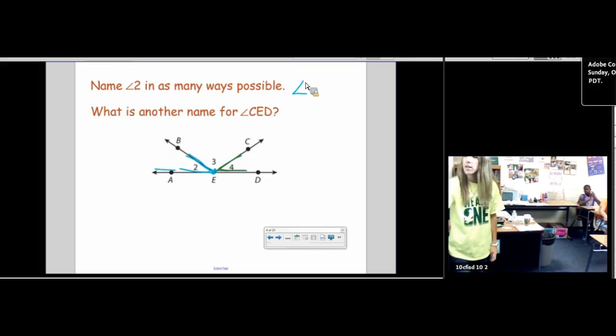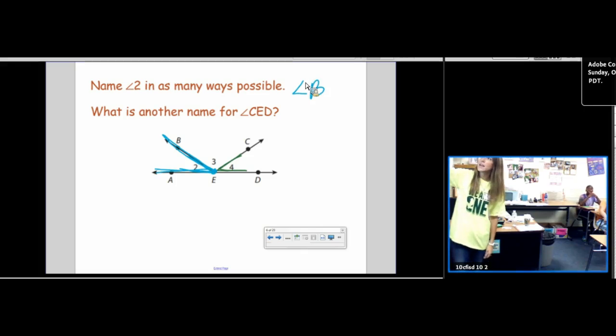Follow the angle. B. Keep going. B. Follow the angle. Good. E. A. So that's another way to name angle 2. B-E-A. Could you have gone the other way and started with A? Absolutely. A-E-B.